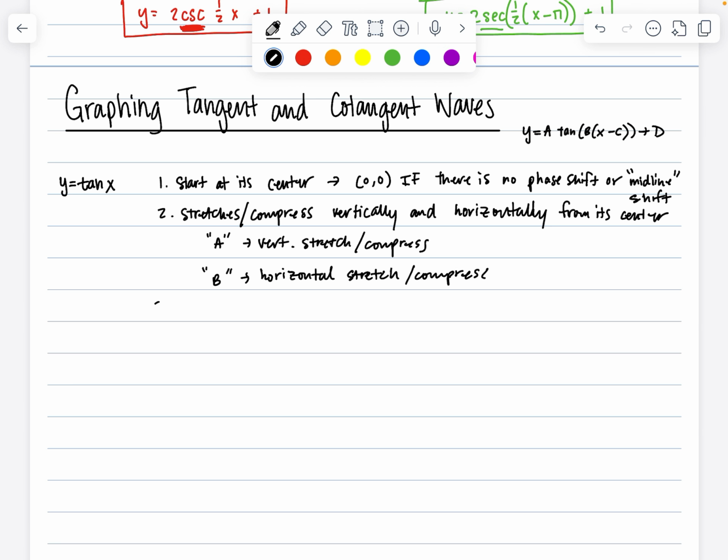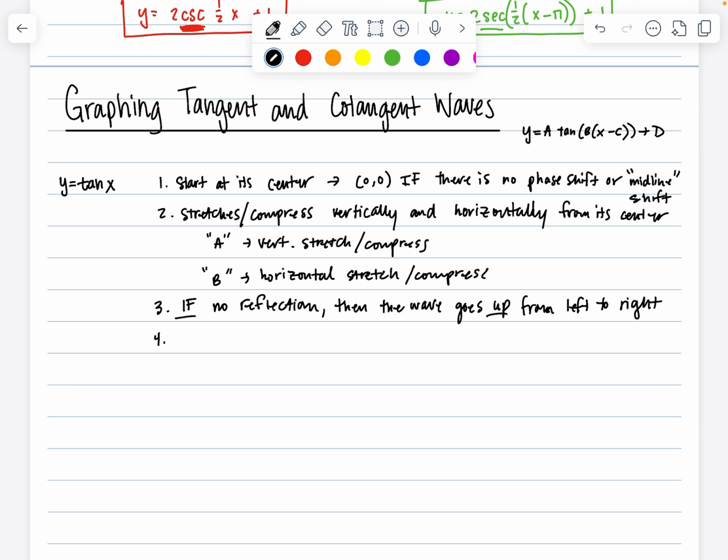The third thing we need to know is that if there's no reflection, then the wave goes up from left to right.